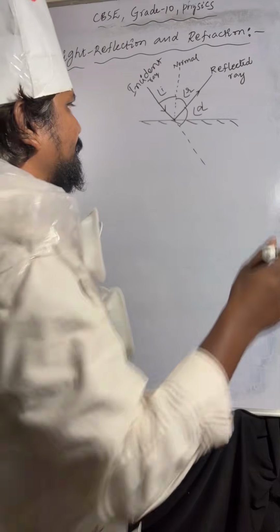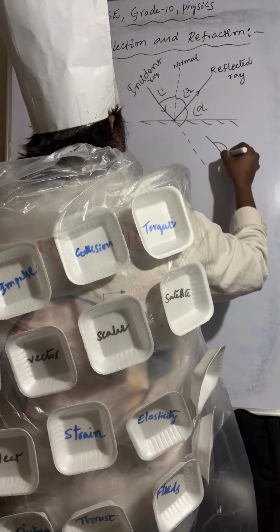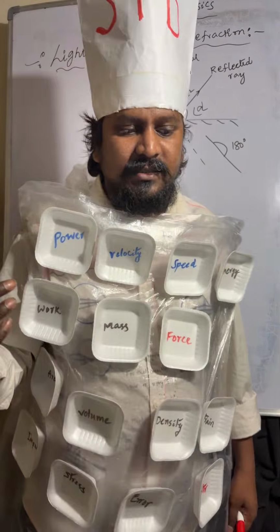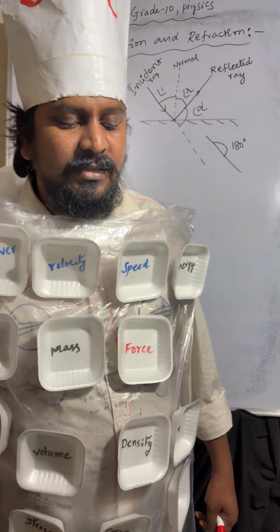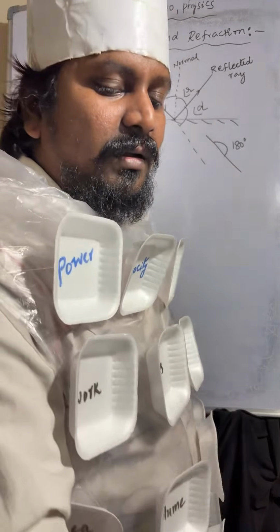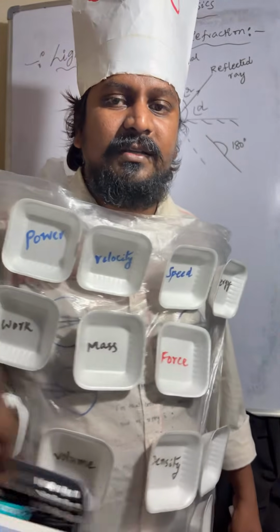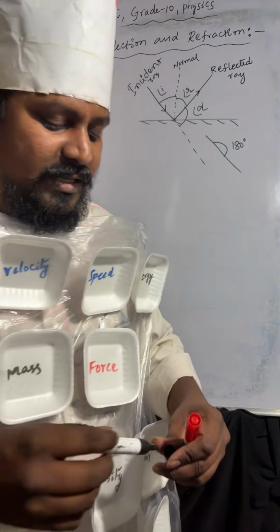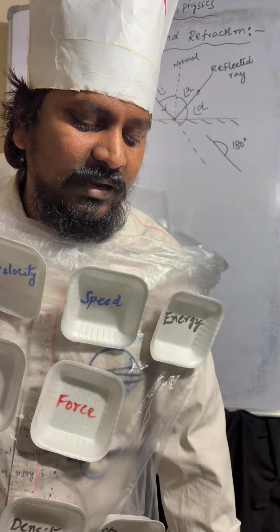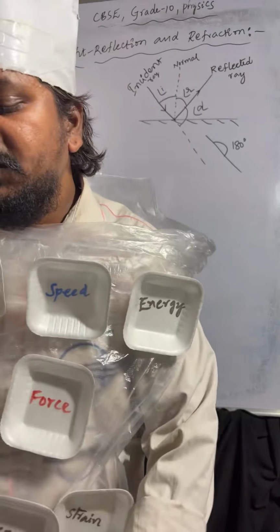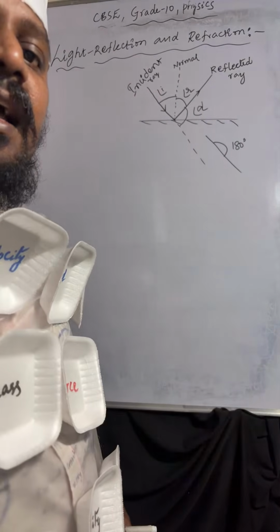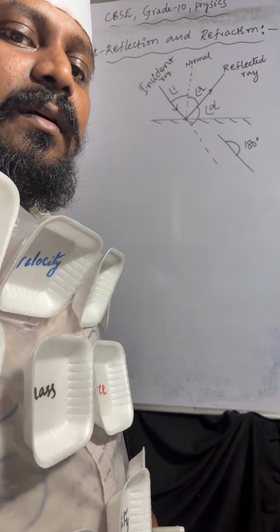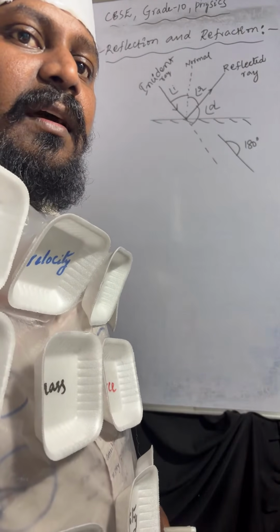Now you can see the linear angle is 180 degrees. I hope it is very clear. How much is the linear angle? 180 degrees. So that includes the angle of incidence plus the angle of reflection plus the angle of deviation.